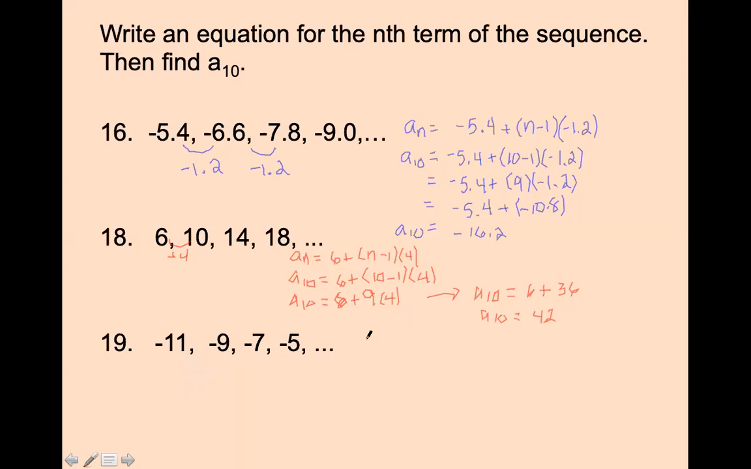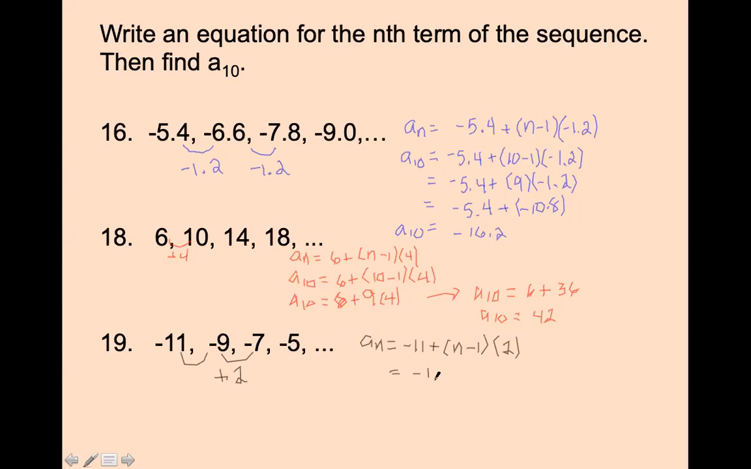Okay, this time our pattern looks like we are climbing up. All right, these numbers are getting bigger. They're getting bigger by 2. So our nth term, let's start with that. A sub n equals our first term, which is negative 11, plus n minus 1 times a common difference of 2 this time.